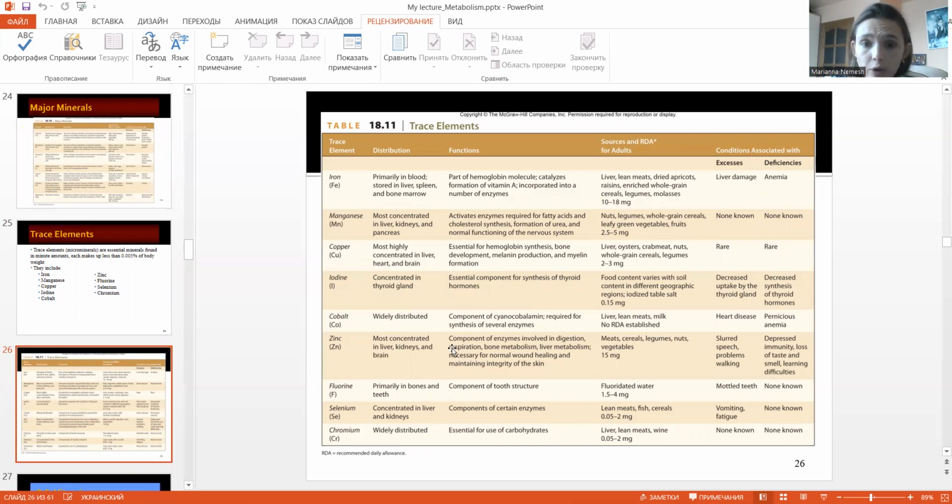Its function is as a component of different kinds of enzymes involved in digestion and respiration. Selenium is a component of certain enzymes and also, to some extent, takes part in producing thyroid hormones. Iron is a part of hemoglobin, and is involved in the formation of vitamin A. So you could look through all these vitamins and trace elements at home, with their daily recommendations and what kinds of deficiencies they could lead to.